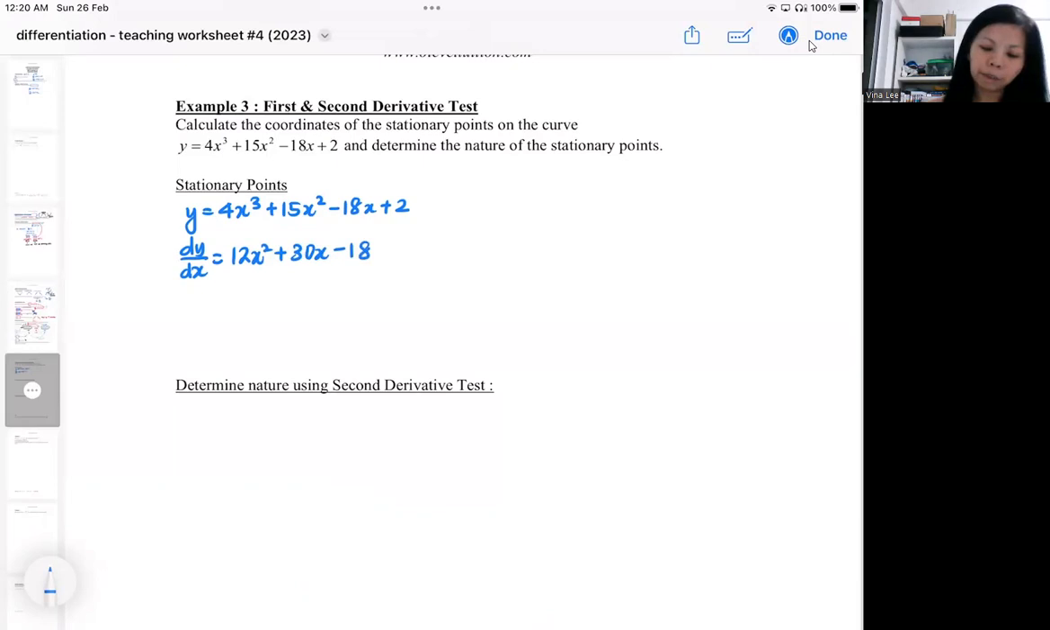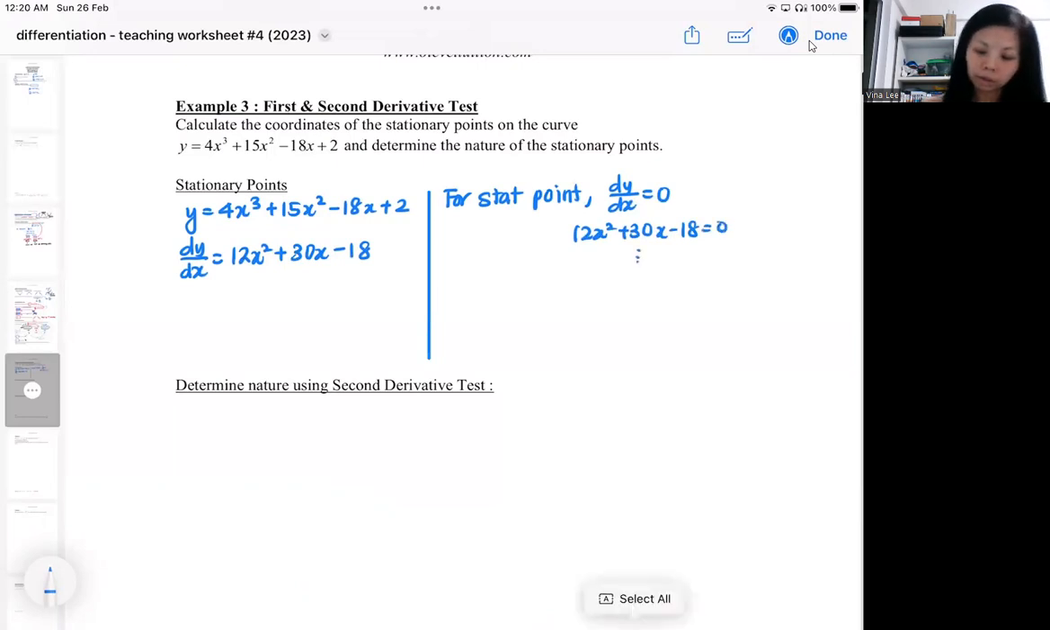Okay, so for the purpose of finding the stationary points, focus on the stationary points first. You let dy/dx equal to 0. I will not be solving this for you. You can try solving it. If nothing goes wrong, you will get x = 1/2 and x = -3.